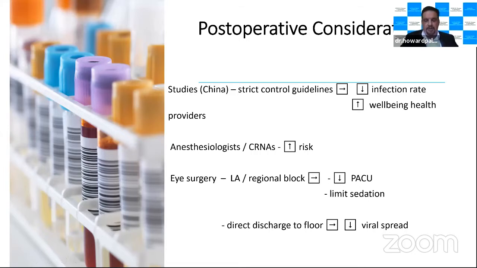So in the post-operative period, the healthcare personnel, the OR personnel, are still at high risk for exposure to the virus. You mustn't think that because the surgery is over, the patient will no longer transmit the virus. Studies in China have shown that strict control guidelines decrease infection and increase the overall well-being of healthcare personnel. And we remember we have shown that anesthesiologists and certified registered nurse anesthetists are also at risk of infection. For eye surgery, as we've said, we much prefer local, topical or regional anesthesia because we decrease the need for PACU or postoperative anesthesia care.